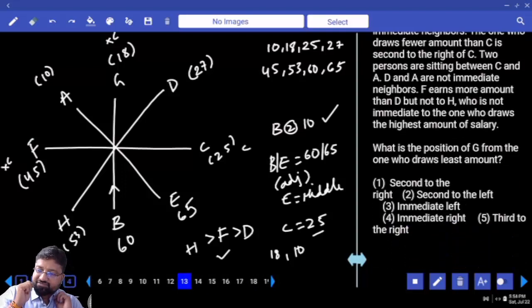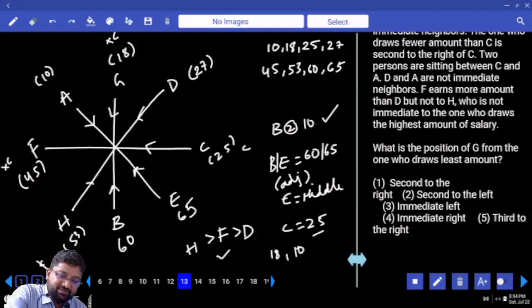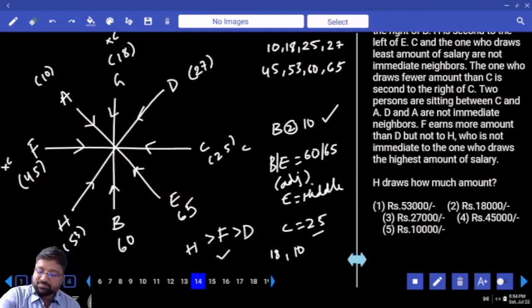What is the position of G from the one who draws the least amount? Who is the least amount? 10. Position of G, immediate left. Is it immediate left? Because everybody is facing the center. Be careful. How much is H drawing? 53.